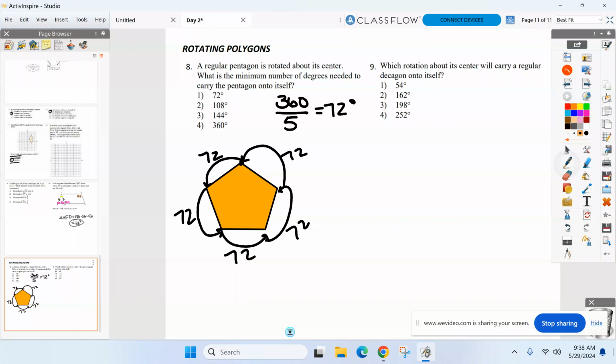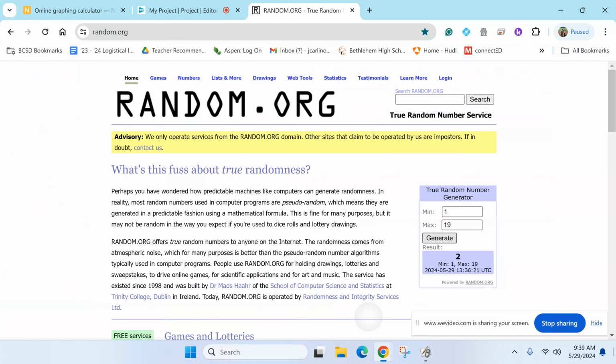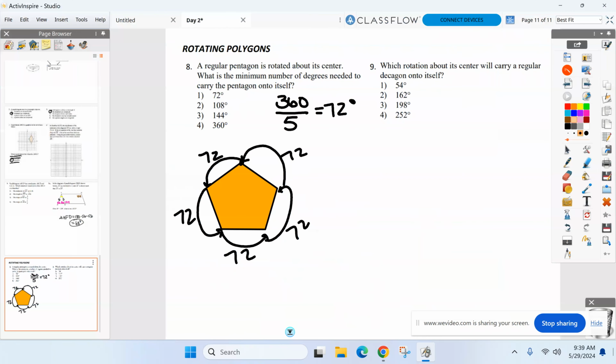So that leads us to number 9. We're going to finish it here. A decagon. Ooh, how many sides there? Decagon? Anybody? I'll call on somebody. Decagon. What are we thinking there, Megan? 10, yep. So now we're thinking 360 divided by 10, and you're correct, but watch what happens now.